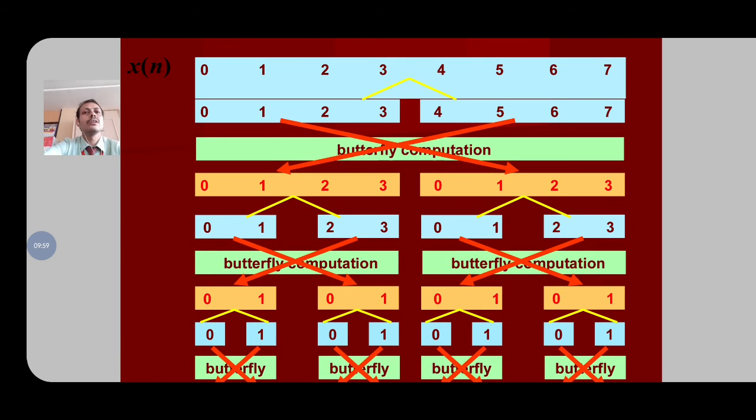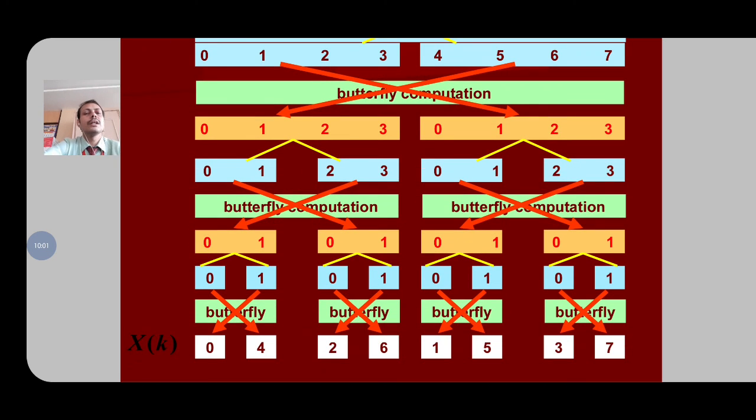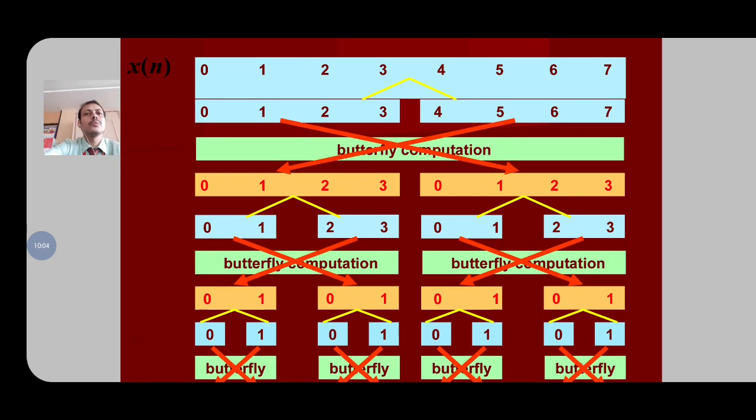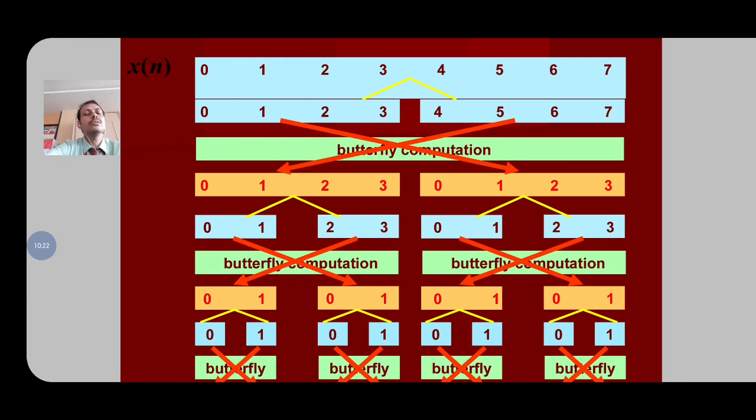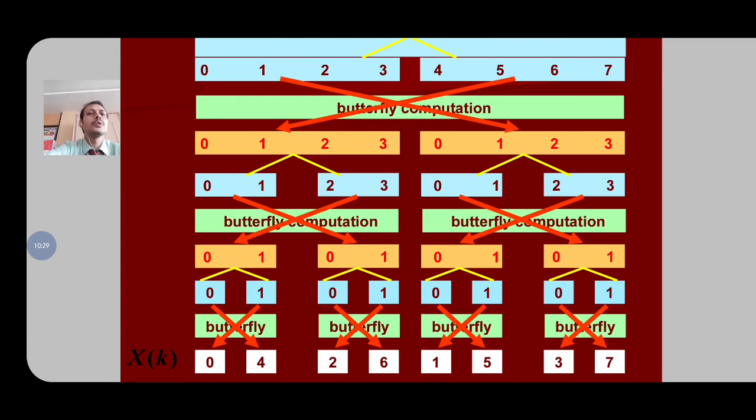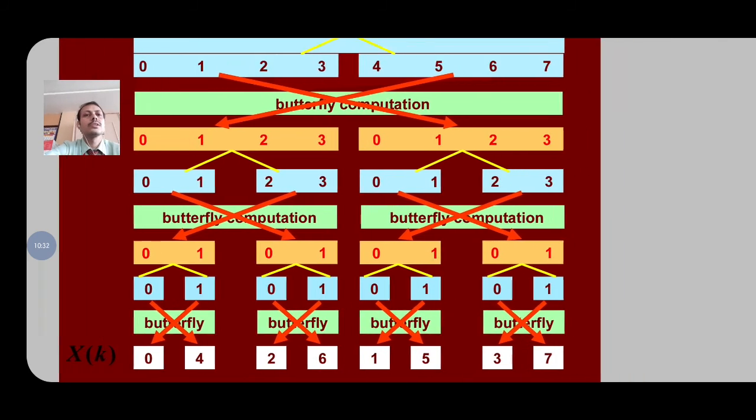If we write it in binary, then we can understand what bit reversal is. For example, 1 we can write as 001, and the output position is 4, which we can write as 100. Reversing 001 gives 100, so it is called bit reversal. The input and output are in bit reversal order.